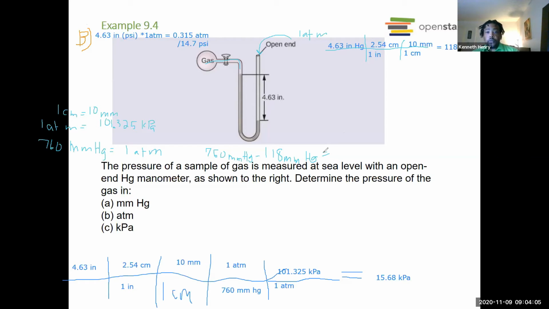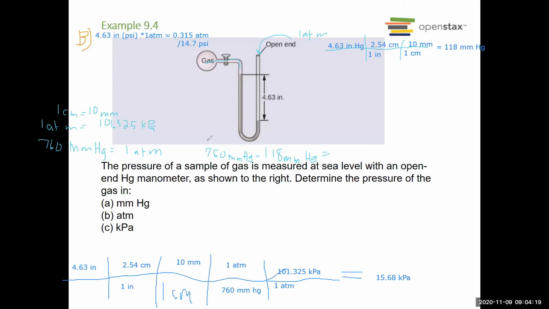So my gas, in the case of Christian, is just going to be the difference between atmospheric pressure minus the change. Now, what was that?